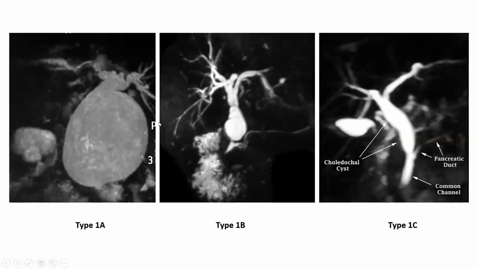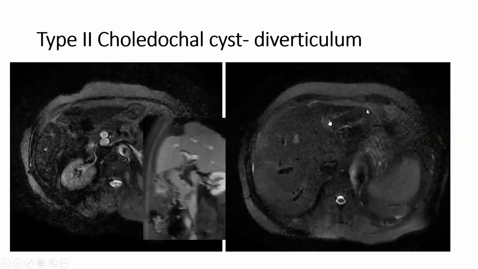So just some images. This is a type 1A cystic dilatation. This is type 1B, which is a focal segmental dilatation of the lower CBD. Type 1C, as I said, once again associated with abnormal pancreaticobiliary junction. This is a long common channel, and you'll find fusiform dilatation of the entire CBD and some prominence of the central ducts. So type 2 choledochal cyst, it's like a diverticulum.